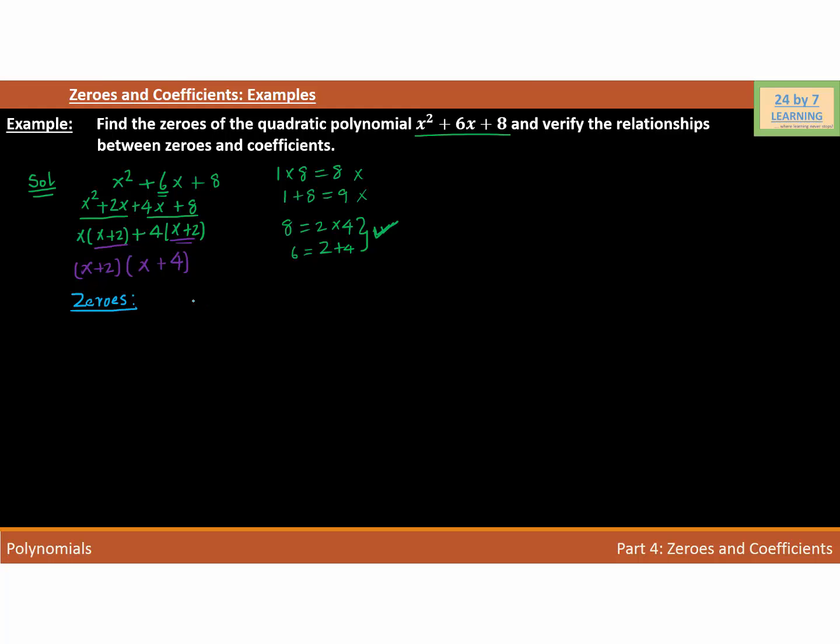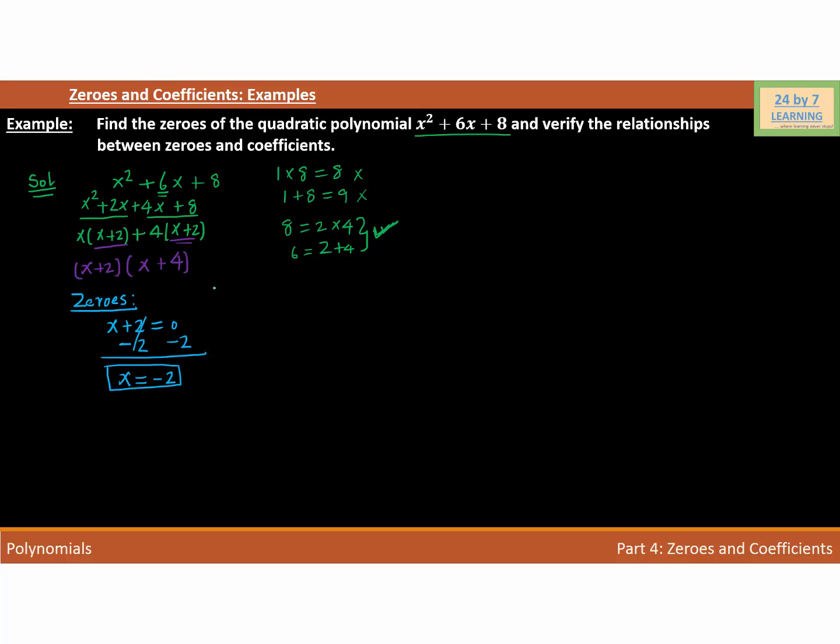In order to find the zeros, I'm going to equate the first factor to 0. So I will write x plus 2 is equal to 0. To find the value of x, I'm going to subtract 2 from both sides, and if I do that, I will get x is equal to -2. And this is my first zero of the quadratic polynomial.